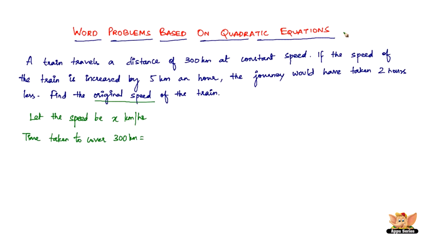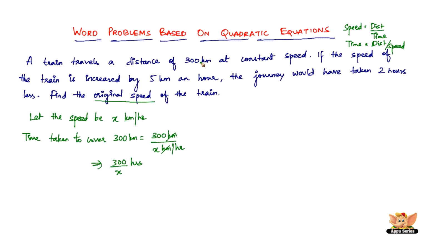Before that, let me tell you that speed equals distance by time. So from this we have time equals distance by speed. Therefore the time taken is distance divided by speed. The distance is 300 kilometers and the speed is x kilometers per hour. Kilometer gets cancelled, so we've got the time taken to cover 300 kilometers as 300 divided by x hours.